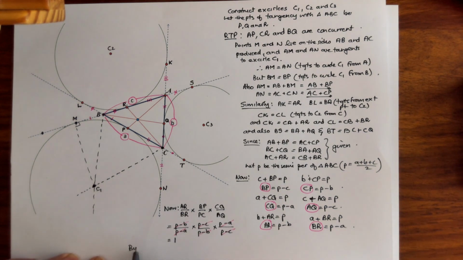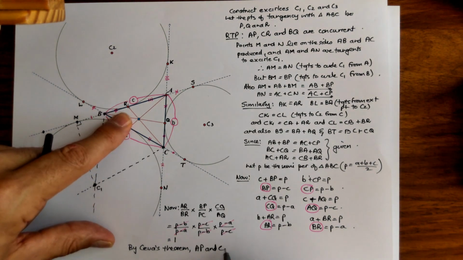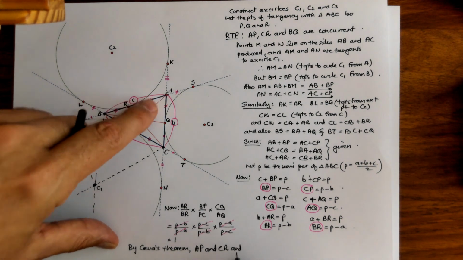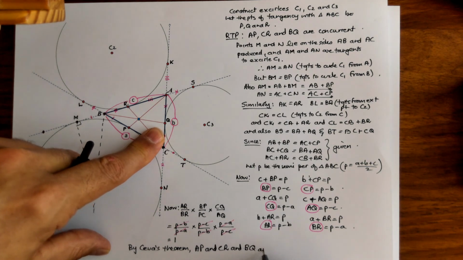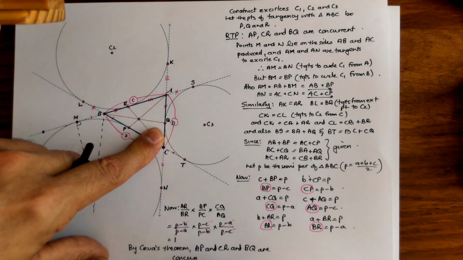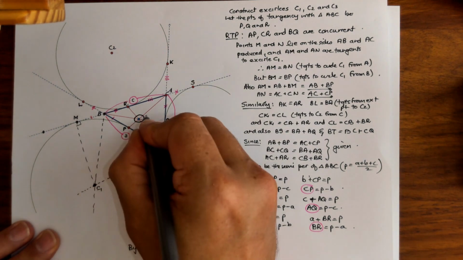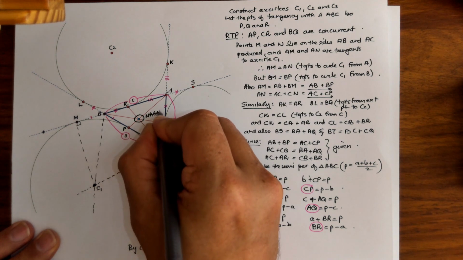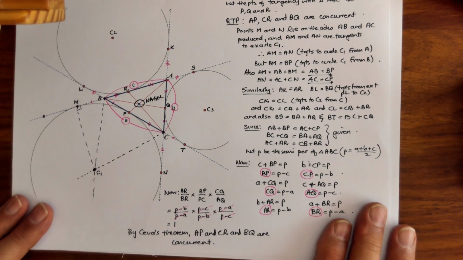So by Ceva's theorem, we've now shown that AP and CR and, oh not AP, I've used BQ, are concurrent. That means they cut in this point here, and that is what we refer to as the Nagel point. So let me lift that last argument there.